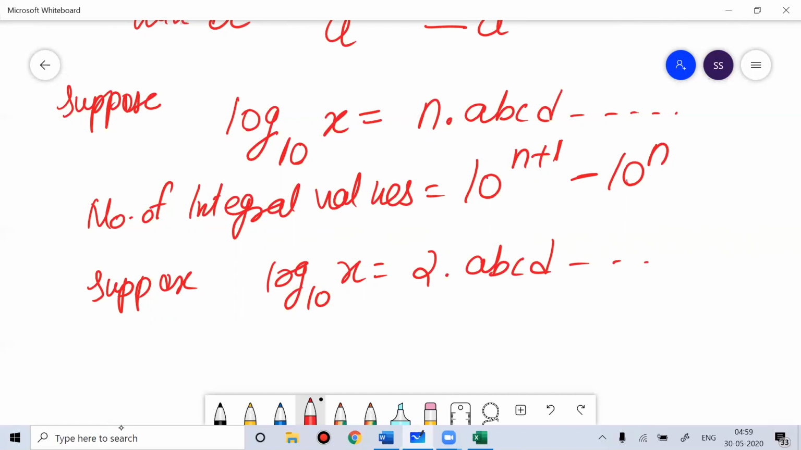How will you get the characteristic? What is the formula for any positive number greater than 1? What I told you: count the number of digits before the decimal. The characteristic is 1 less than the total number of digits before the decimal. Imagine you're getting characteristic 2 and the base is 10. So everyone can tell me your number will start from 100 to 999.